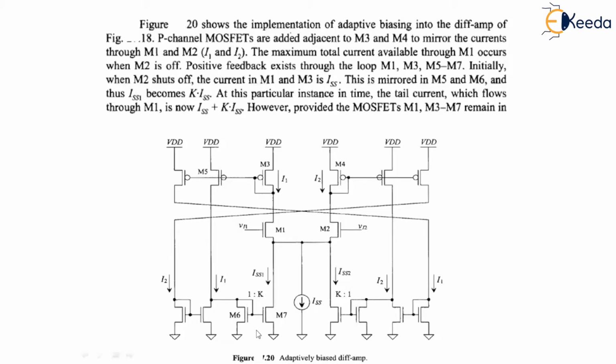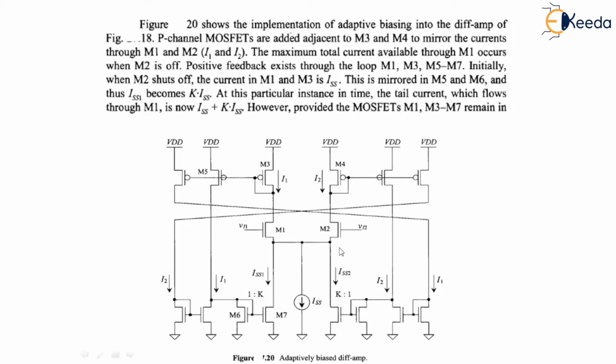Now, figure 20 shows the implementation of adaptive biasing in the differential amplifier discussed in figure 18. Here, the P-channel MOSFETs are added adjacent to M3 and M4 to mirror the currents through M1 and M2, that is I1 and I2. The maximum total current available through M1 occurs when M2 is off, and positive feedback exists through the loop, that is M1, M3, M5 up to M7.